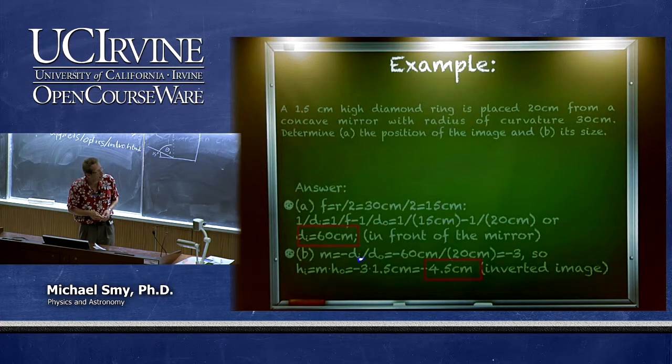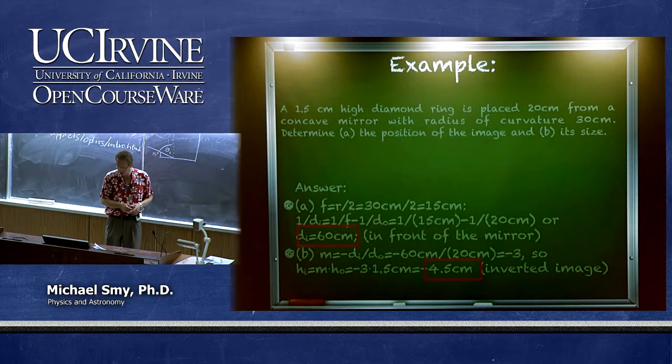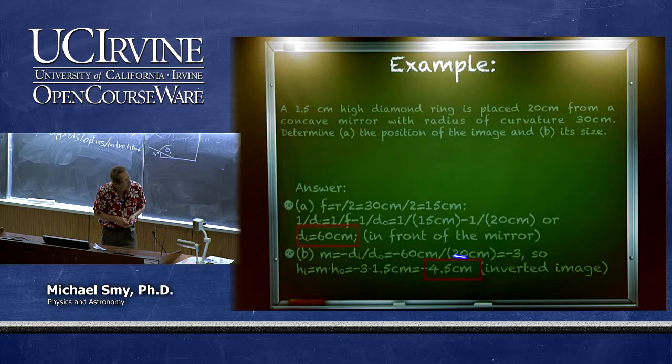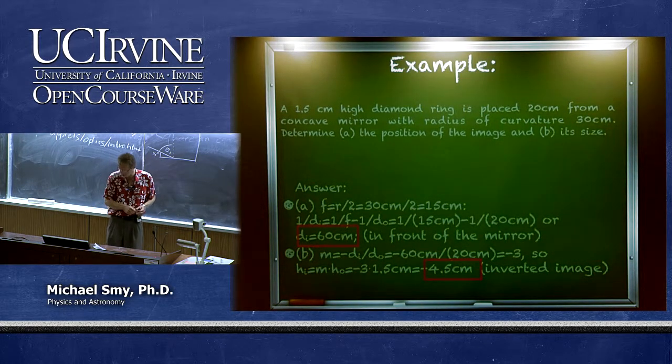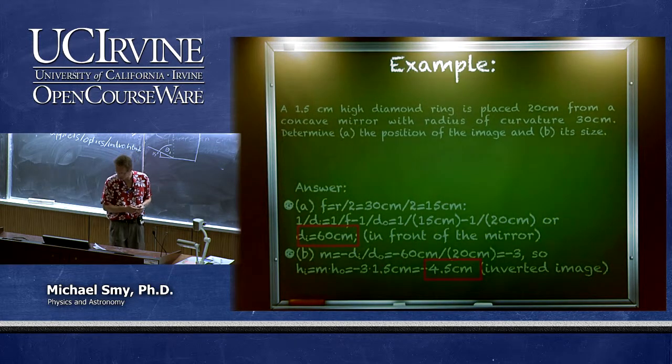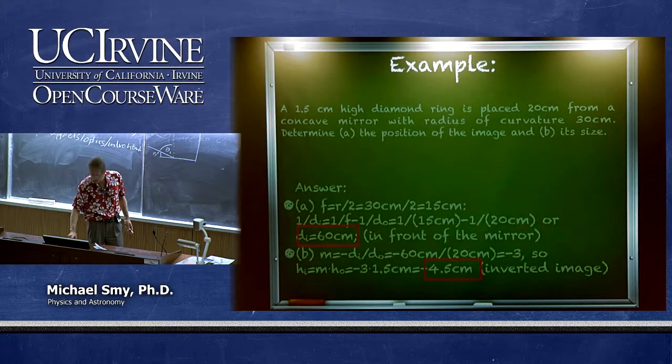And now we can calculate the magnification, taking the ratio of image and object distance with a minus sign. And that gives us a magnification of -3. Since the magnification is negative, it means that the image is inverted. Multiplying the factor of -3 with the 1.5 centimeter height of the object, the ring, gives us -4.5 centimeters. So the image is actually bigger than the ring itself.